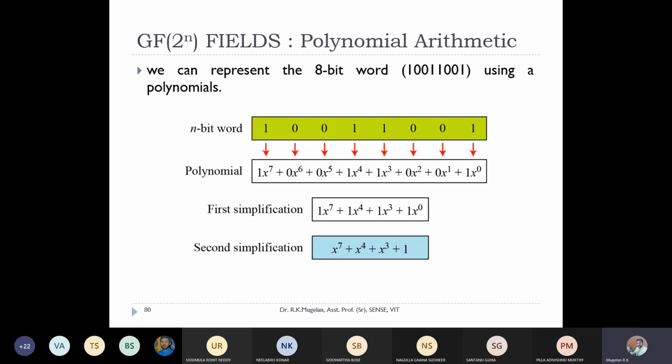So directly I'll jump into the representation of bits in terms of polynomial arithmetic. So assume that you have an 8-bit word. That is, you have 8 bits like 1, 0, 0, 1, 1, 0, 0, 1. Right. So this 8-bit word can be represented as a polynomial like this. So here the value of n is 8, so the highest degree of the polynomial represented by this 8-bit word will be n minus 1.